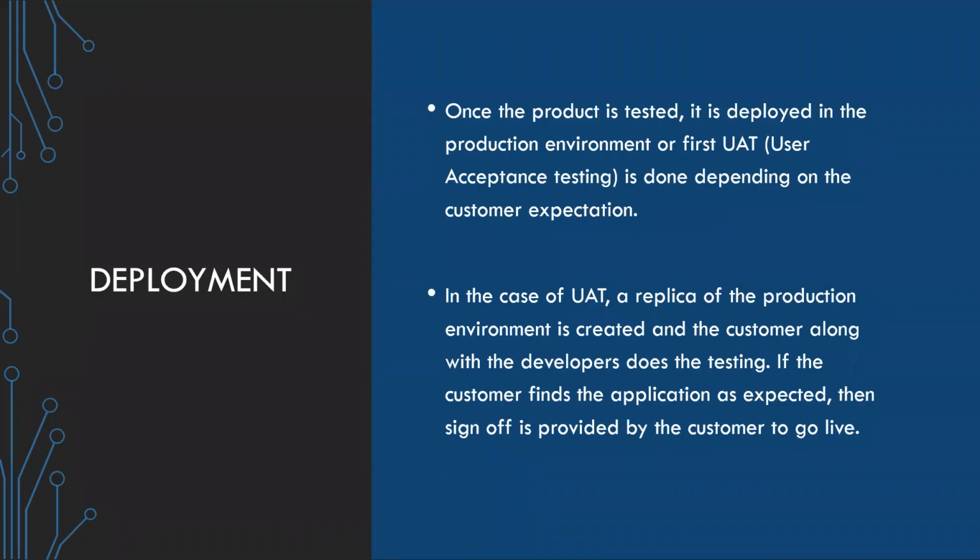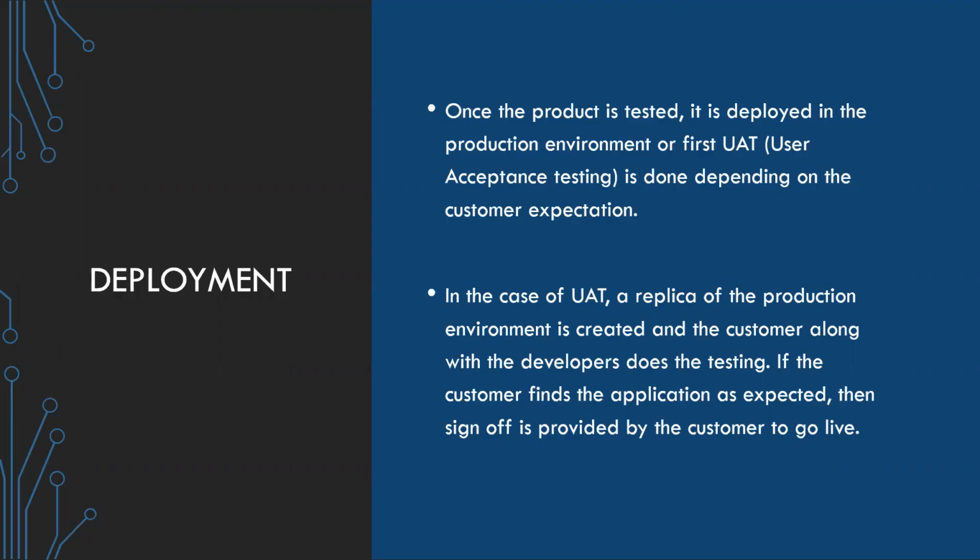So in case of deployment, once the product is tested, it is deployed in the production environment, or first UAT. User acceptance testing will be done. So we are moving the application to production. Now in production also, we are going to test it. Okay. So it's real time.